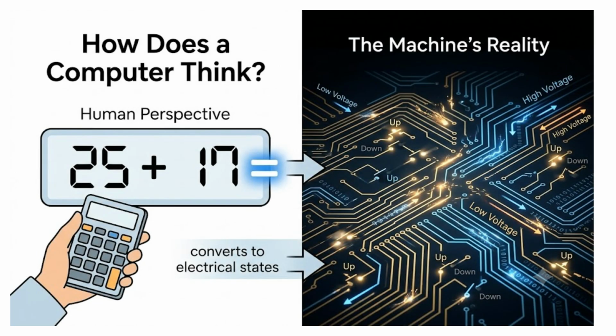So while we see 25 plus 17, the computer sees nothing but patterns of electrical signals flowing through microscopic circuits. This is the fundamental difference between human thinking and computer processing. Humans think using meaning and understanding. Computers process information using binary electrical states at incredible speed.